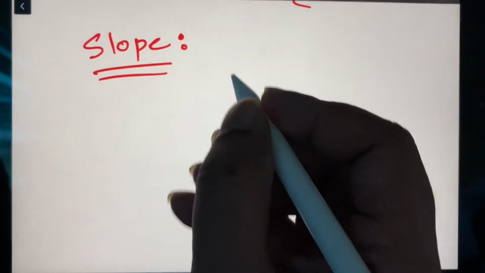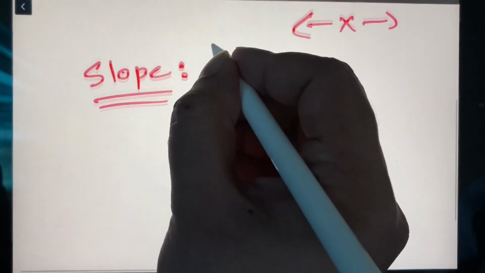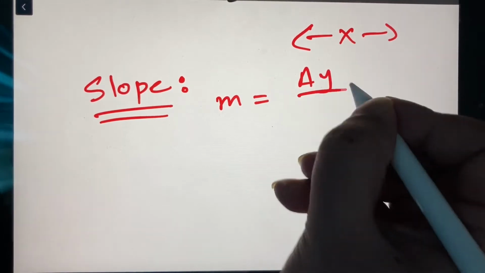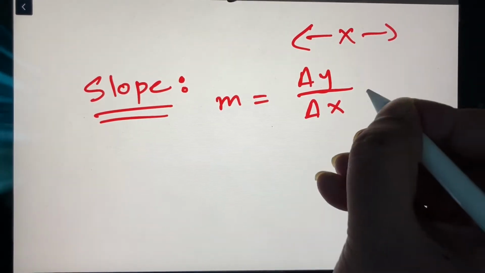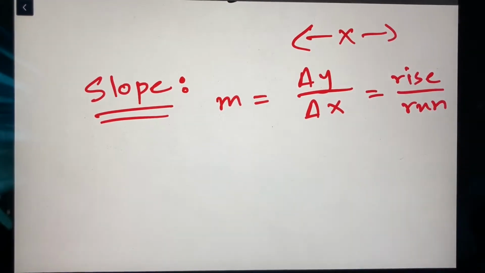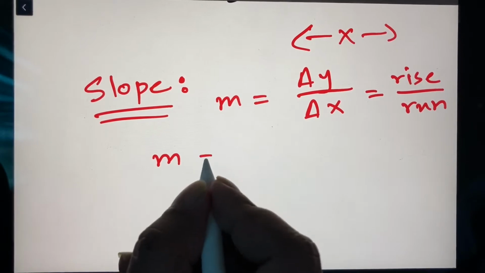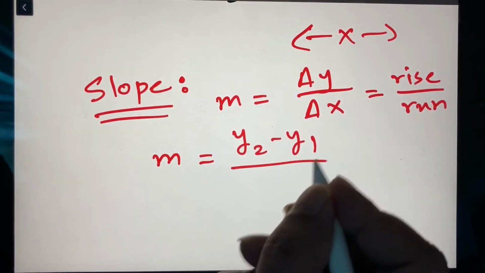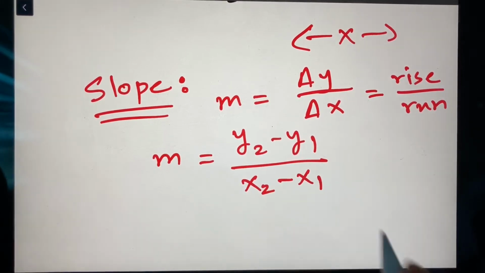So what is slope? As you know, slope is basically change of y over change of x. So rise over run, right? The formula for slope is this: y2 minus y1 divided by x2 minus x1. So that's the slope formula, okay?